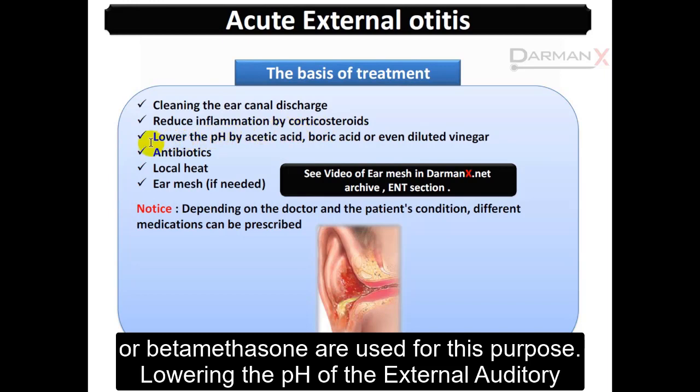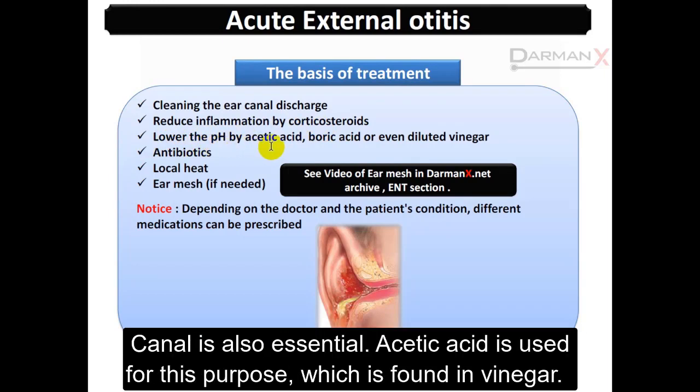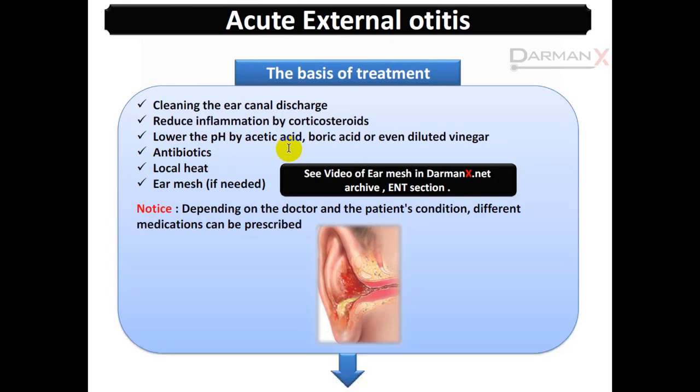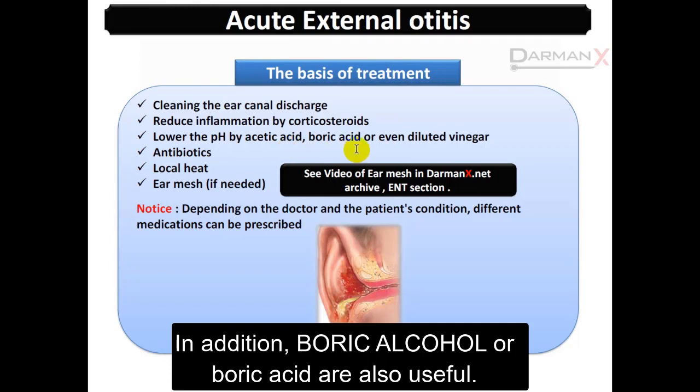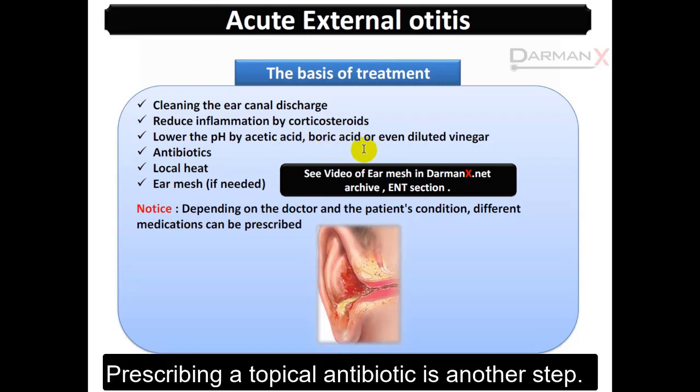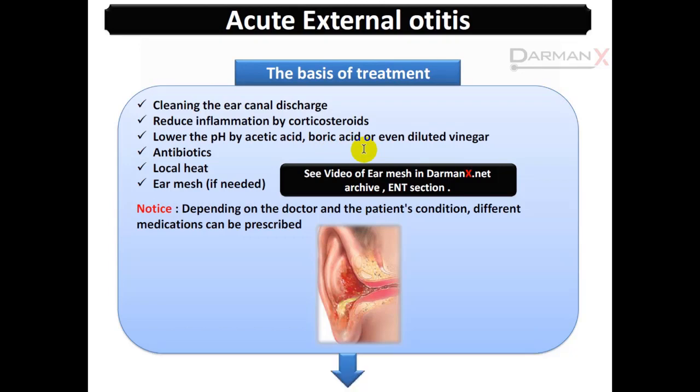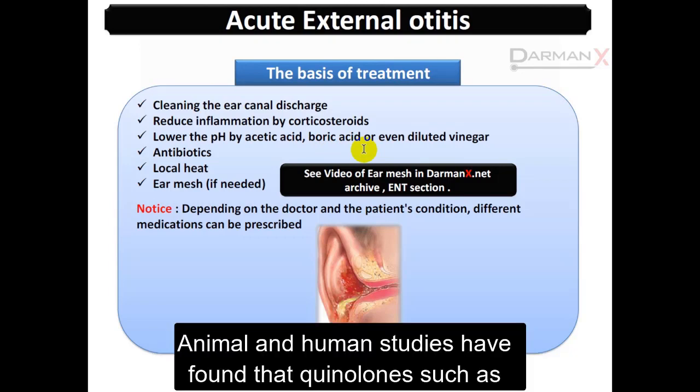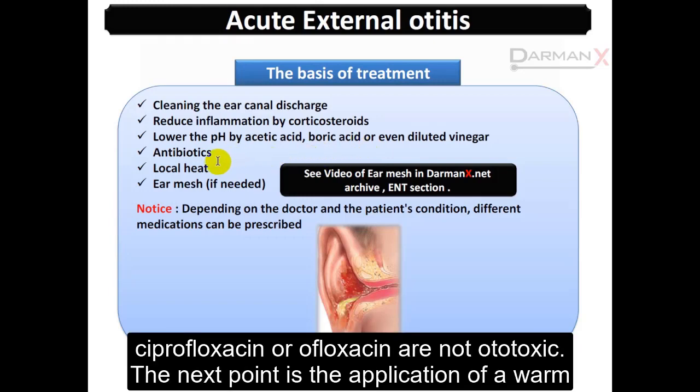Lowering the pH of the external auditory canal is also essential. Acetic acid is used for this purpose, which is found in vinegar. In addition, boric alcohol or boric acid are also useful. Prescribing a topical antibiotic is another step. Animal and human studies have found that quinolones, such as ciprofloxacin or ofloxacin, are not ototoxic.